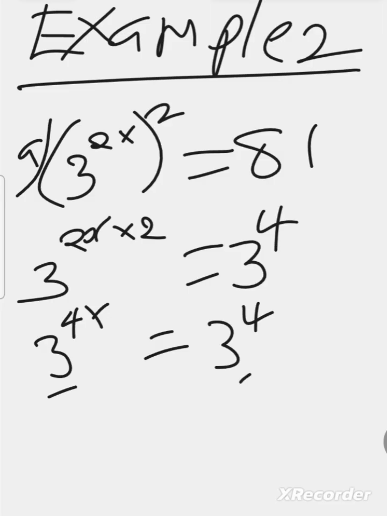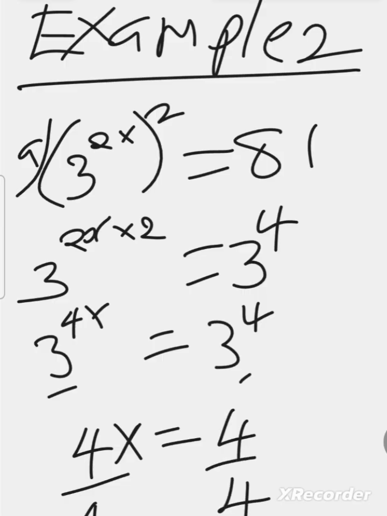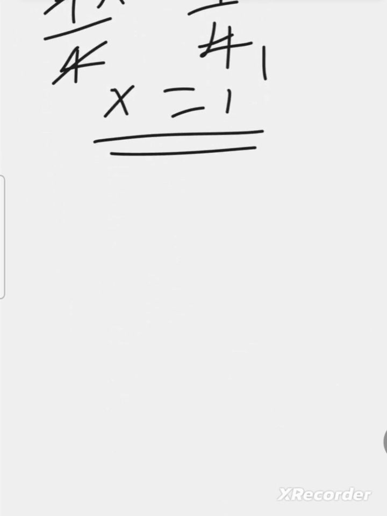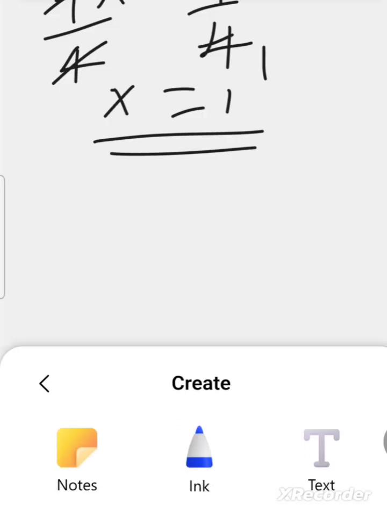Since the bases are the same, we are going to equate the indices. So all the powers, 4x will be the same as 4. So we divide here by 4. We also divide here by 4. So 4 cancels. Here you remain with x, and 4 here 1, 4 goes here 1. So our answer will be x equals to 1.